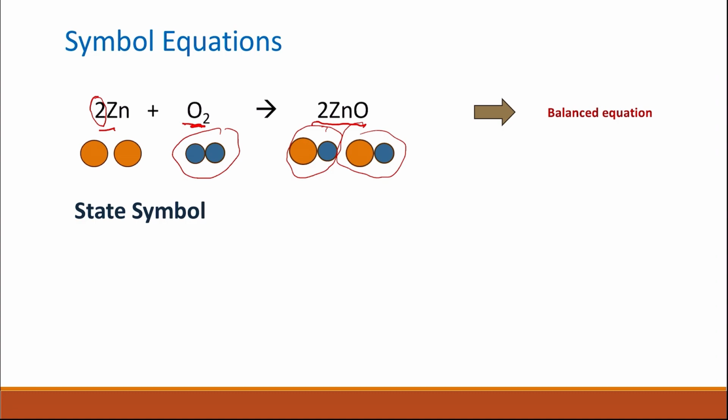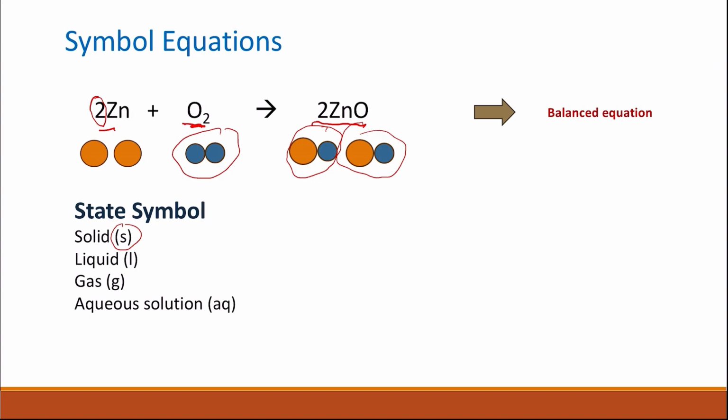The state symbol represents the state of the different reactants and components in a reaction. We have four different state symbols. The first one is for solids, which is (s) between brackets. The second one is liquid, which is (l). Gas is (g), and if it's an aqueous solution, then it's (aq) between brackets.